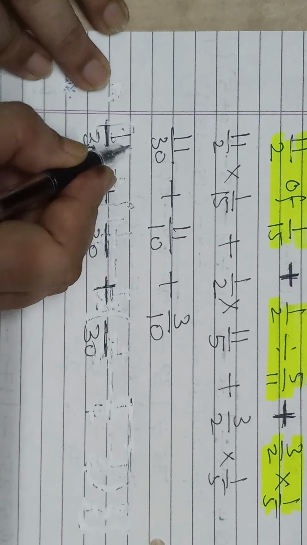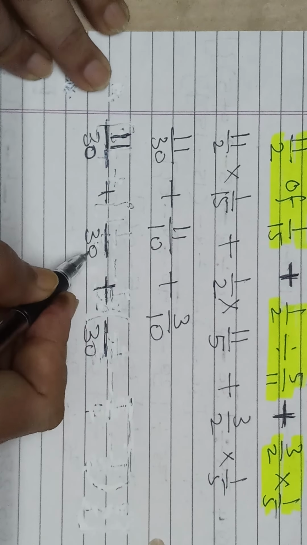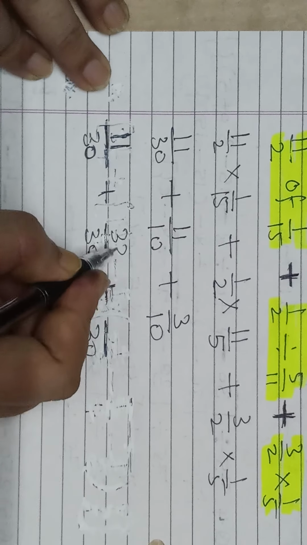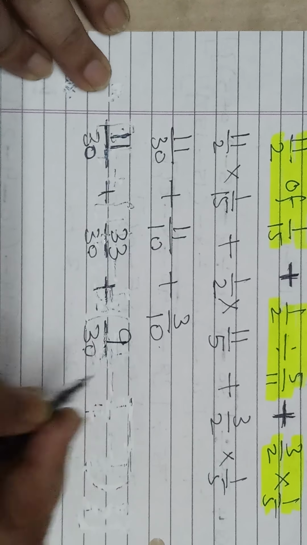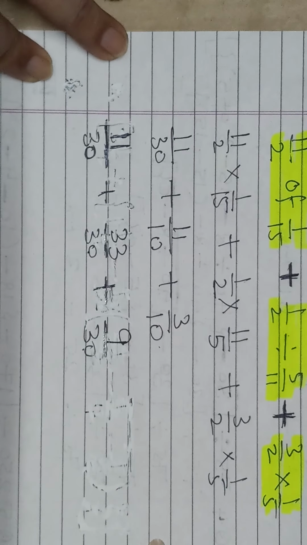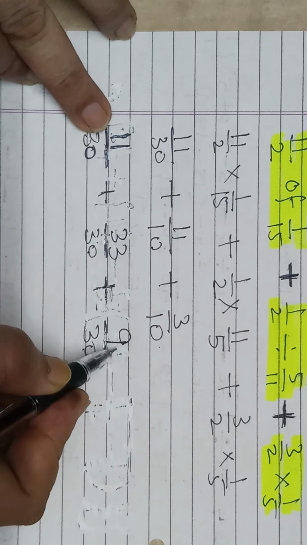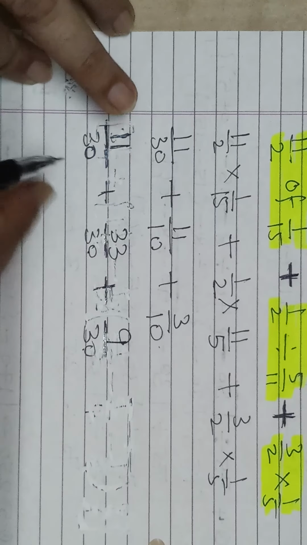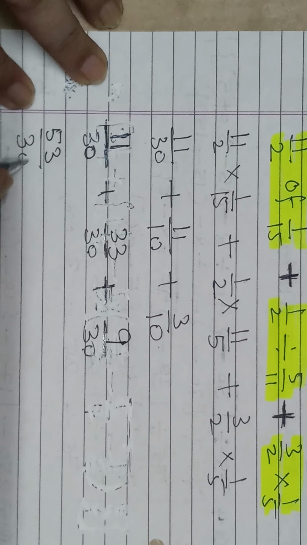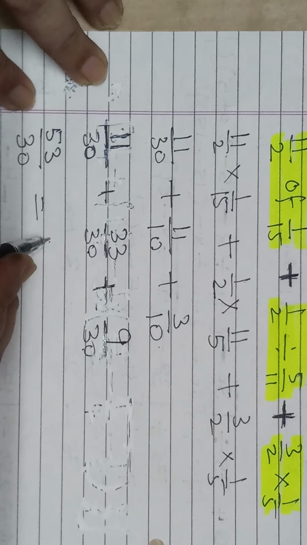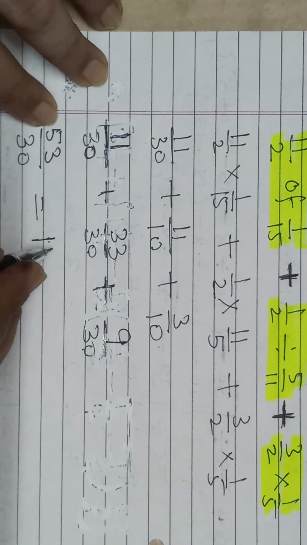So this remains the same. This has become 3 times, so 11 also becomes 3 times. This has become 3 times, so this 3 also becomes 3 times. Answer is 9 upon 30. Now we need to solve this. 11 plus 9 is 20. 20 plus 33 is 53 upon 30. So that means the answer is 30, ones are 30, and the remainder is 23 out of 30. So this is the answer.